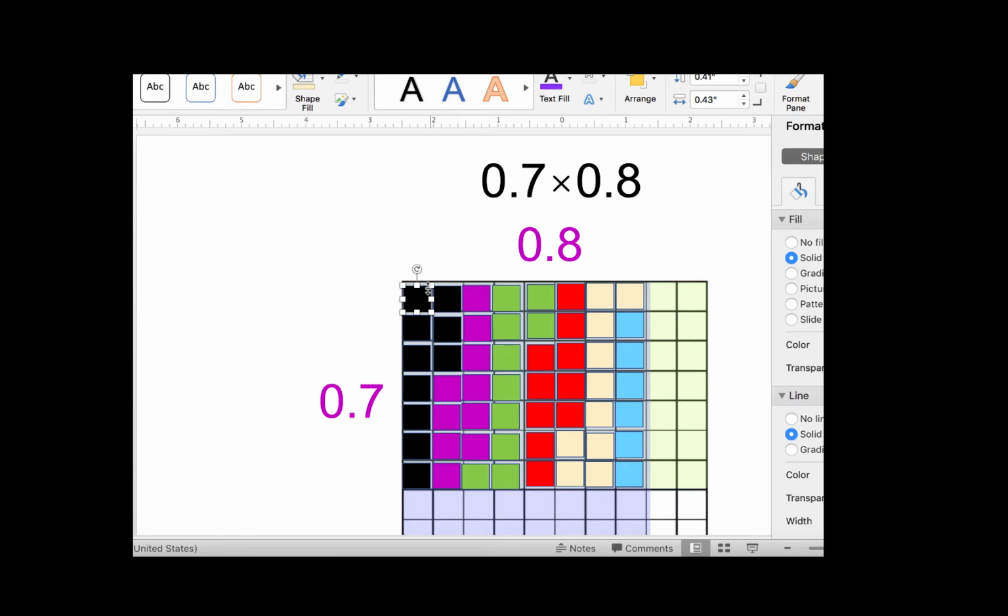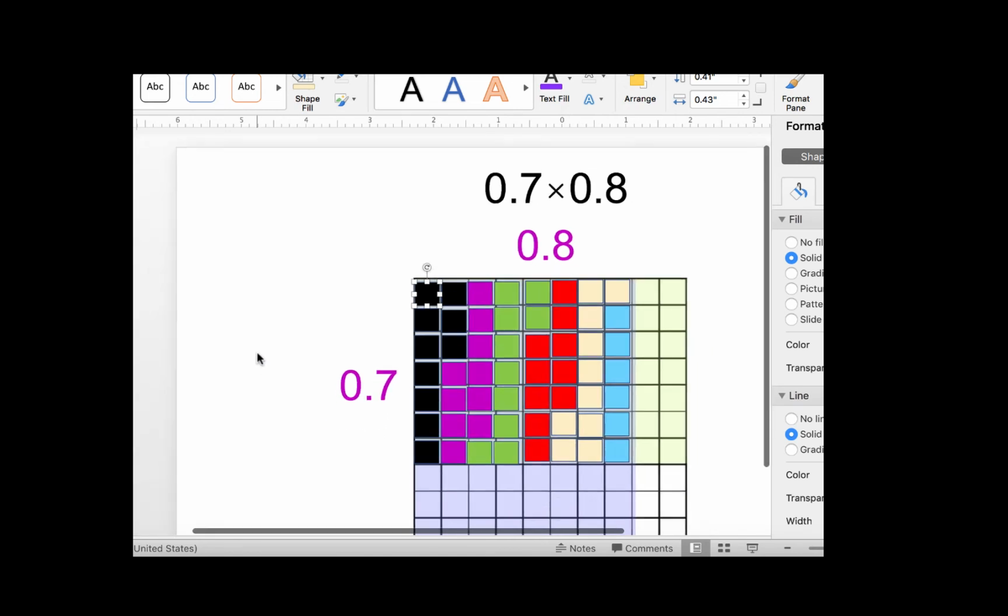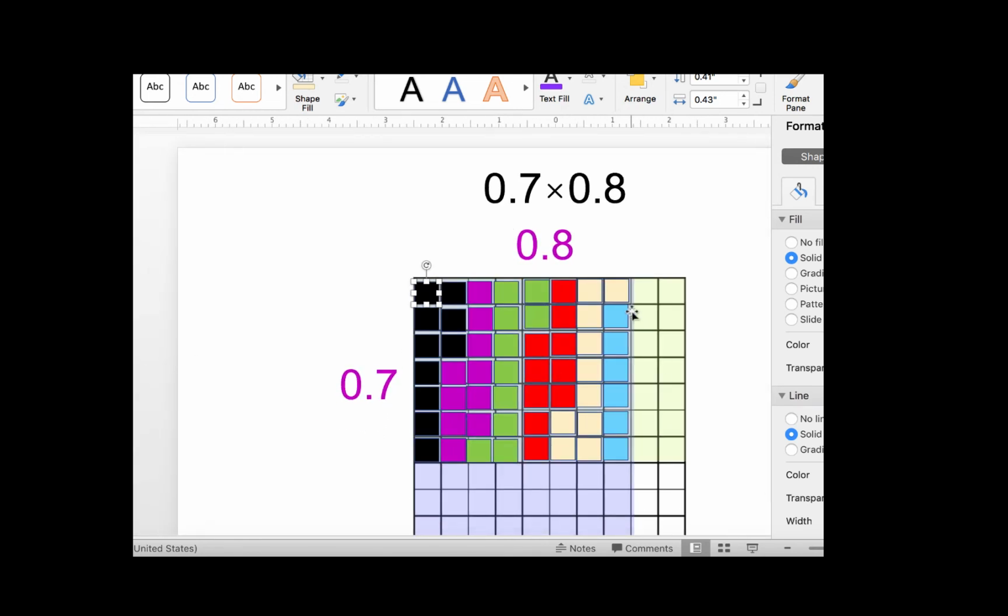So I have 1/10, 2/10, 3, 4, and 5. So I'm going to have 0.5. And then how many 1/100ths do I have? I have 1, 2, 3, 4, 5, 6. So a 6 is going to go in the 100th place.